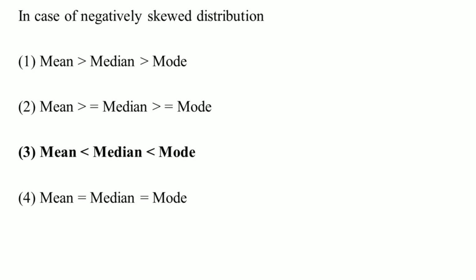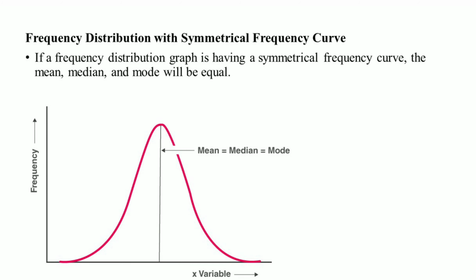In the case of negatively skewed distribution, right answer is option 3, which means mean is less than median and median is less than mode. So now we can check the frequency distribution of different curves. In the case of a frequency distribution with a symmetrical frequency curve, if a frequency distribution graph is having a symmetric frequency curve, then the mean, median and mode will be equal.